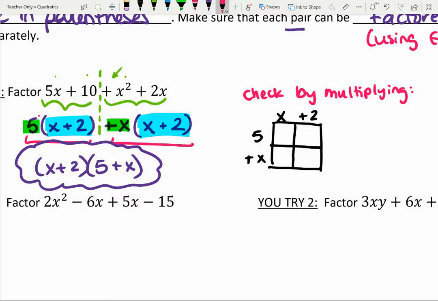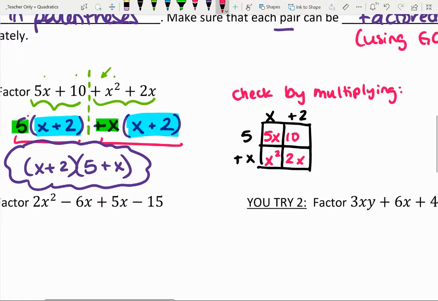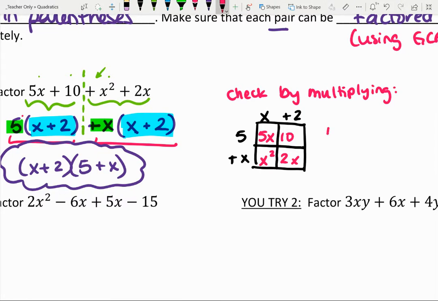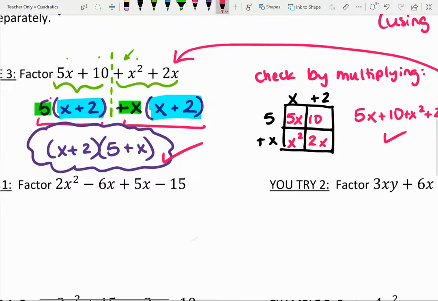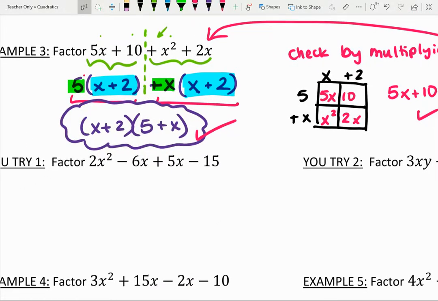So 5 times x is 5x, 5 times 2 is 10, x times x is x squared, and x times 2 is 2x. And when I take all those pieces and I pull them out, I have 5x plus 10 plus x squared plus 2x, which is exactly what I started with. So that must mean that my factored form is correct.